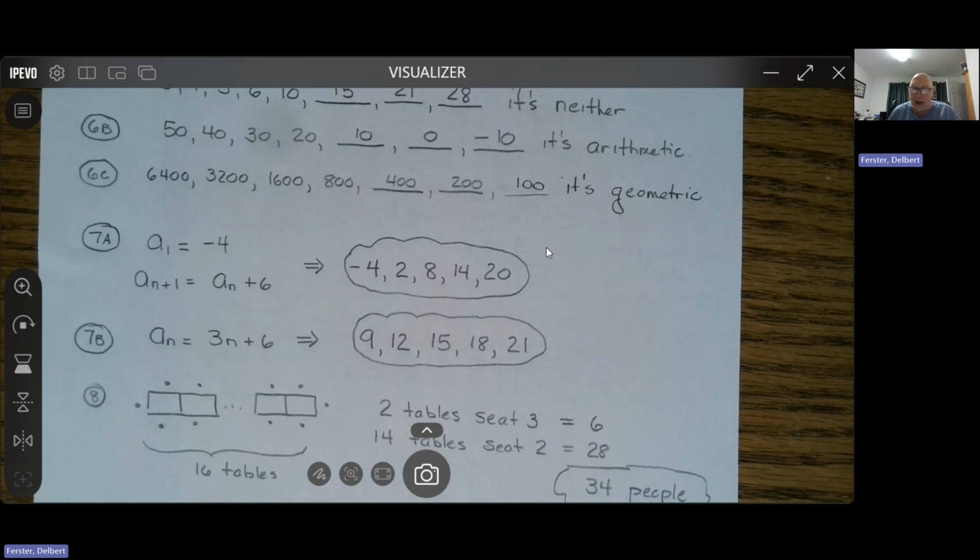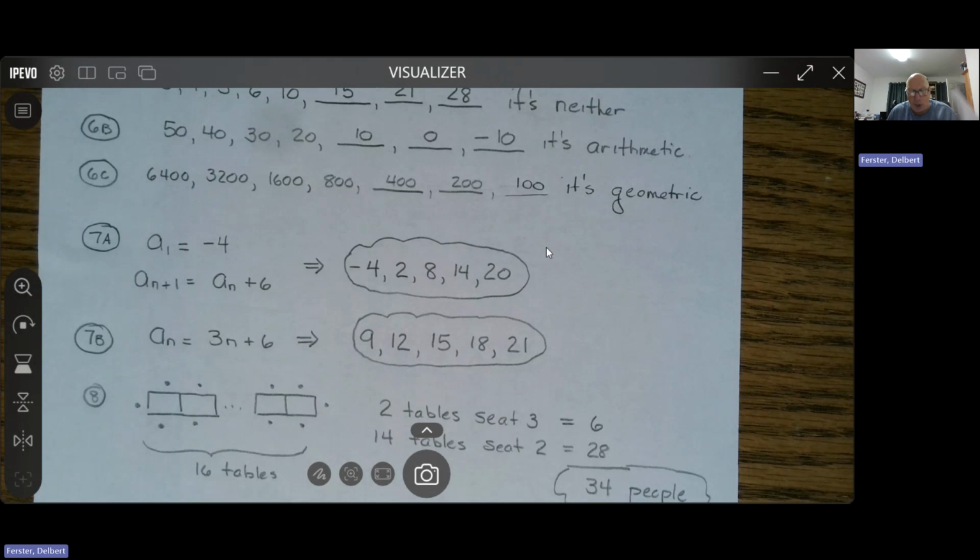Part B is an nth term, and all you have to do is put in 1 to get the first term, 2 to get the second term, 3 to get the third term, and so on. So if you put 1 in for n, 3 times 1 plus 6 is 9. If you put 2 in for n, 3 times 2 plus 6 is 12. Putting in 3 for n, 3 times 3 is 9, plus 6 is 15. So you want the fourth term? Sure, let's put 4 in for n. 3 times 4 plus 6, 18. Last but not least, fifth term, 3 times 5 plus 6, 21. So our first 5 terms would be 9, 12, 15, 18, and 21.